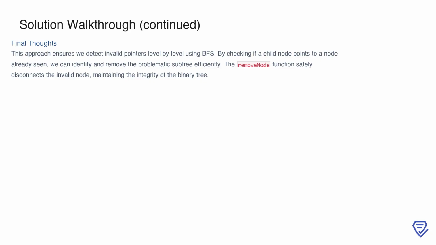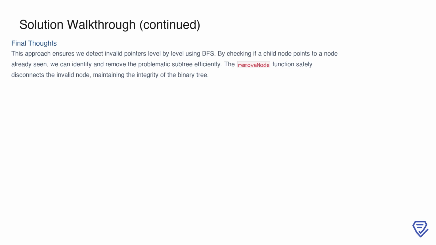By checking if a child node points to a node already in the scene set, we can identify and remove problematic subtrees efficiently. The remove node function ensures that the invalid node is safely disconnected while maintaining the structural integrity of the binary tree. This method is both systematic and robust, making it well suited for correcting trees with invalid pointers.